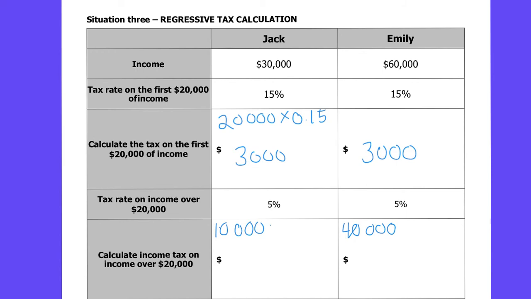And now these rates are less. So these ones are 0.05. So 5% as a decimal is 0.05. So that's how we'll calculate these. And so for Jack, we've got 500, and for Emily, we've got 2,000.